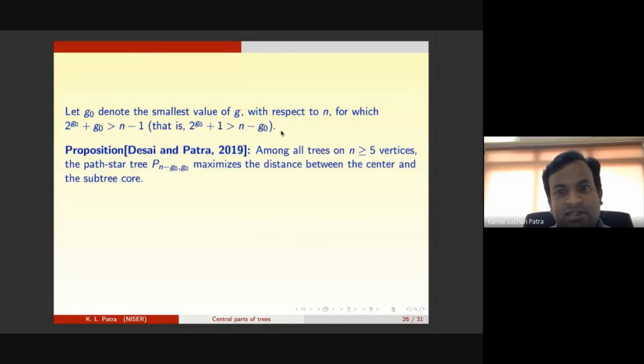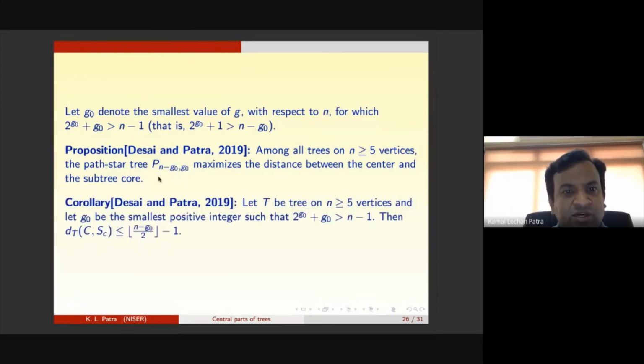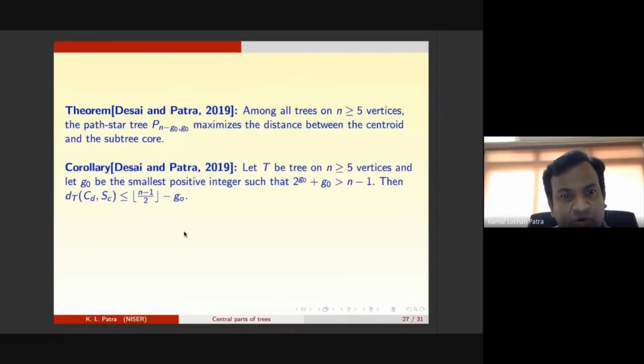Then among all trees on n greater than or equal to 5 vertices, the path star tree maximizes the distance between center and subtree core, and also maximizes the distance between centroid and subtree core. The distances are: for center and subtree core, the greatest integer of (n minus G0) by 2, minus 1; and for centroid and subtree core, (n minus 1) by 2 minus G0.